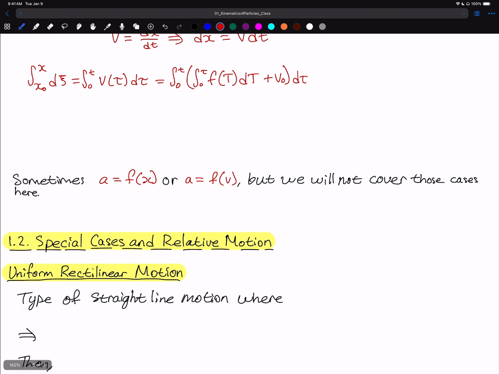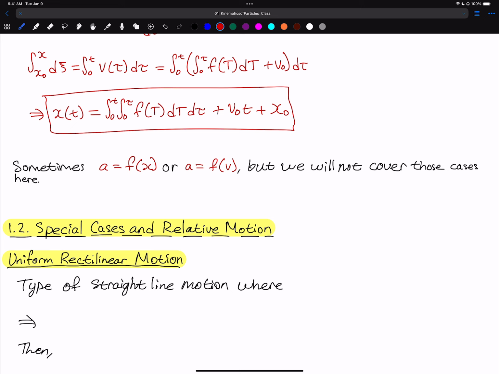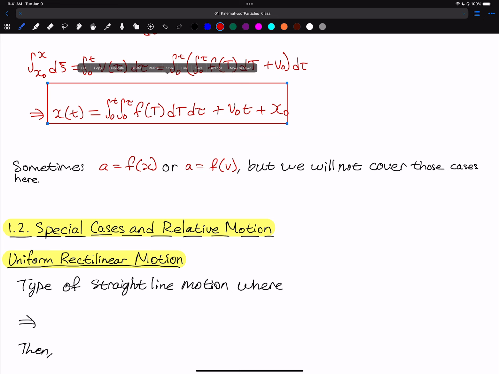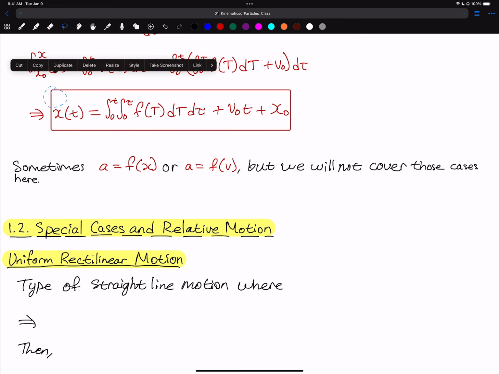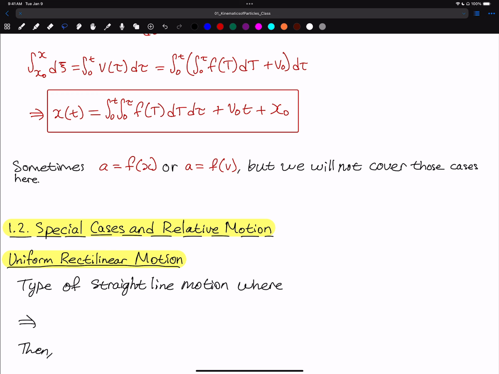From there, what we end up finding is that the position x of t is equal to the integral from 0 to t of the integral from 0 to tau of f of big T d big T d tau, plus v0 t plus x0, and that is now our position as a function of time.